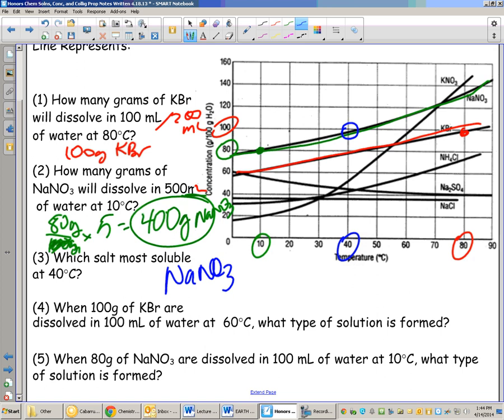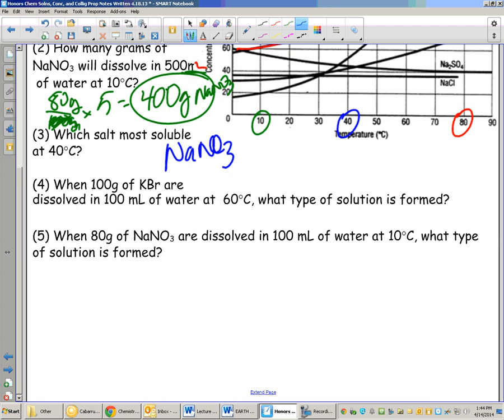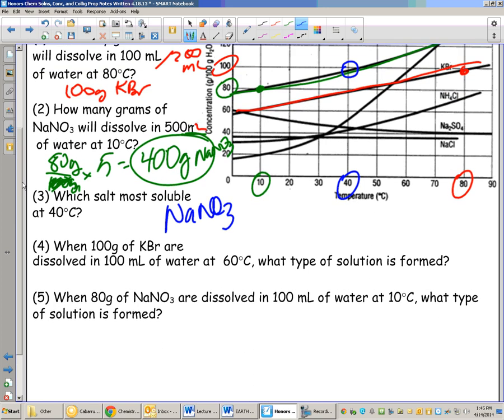When 100 grams of KBr are dissolved in 100 mL of water at 60 degrees C, what type of solution is this? You have 3 choices: saturated, unsaturated, supersaturated. So 100 grams of KBr are dissolved at 60 degrees. Let's see how much should dissolve. Here's 60, here's KBr right here. Go over. So that should dissolve, like 85 to 90, right? We put 100 in, so supersaturated.